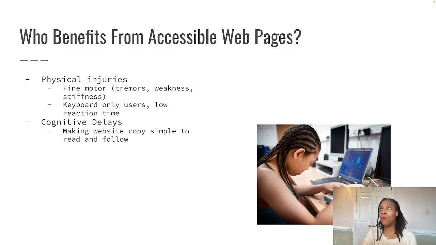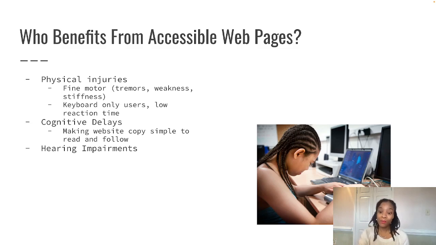So while we want to make sure that the way that we build our websites are accessible, we also want to make sure what we put on the website as far as copy is accessible too. So just making things simple to read, easy to follow, not using a lot of jargon, not using a lot of run-on sentences, not putting a bunch of text on the page without breaking it up into sections. That's something that you want to think about.